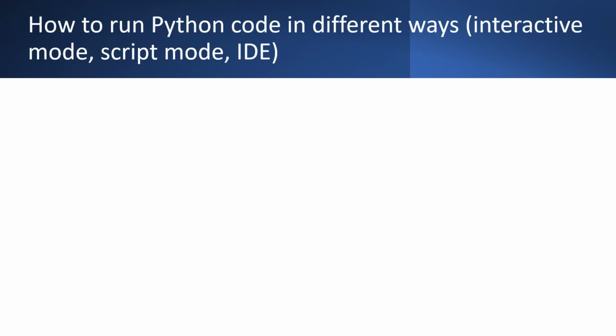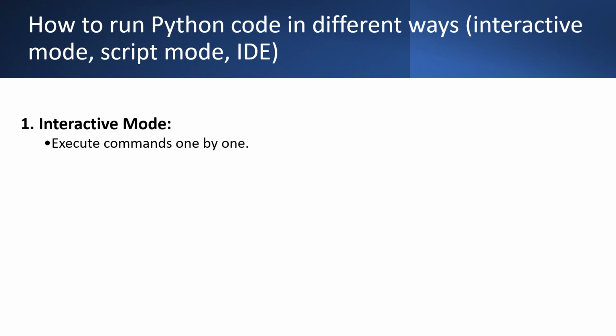There are different ways to run Python code depending on how you want to interact with it. One way is to use interactive mode, which is a feature that allows you to enter and execute Python commands one by one in a shell or a console. This is useful for testing, experimenting, and learning Python.